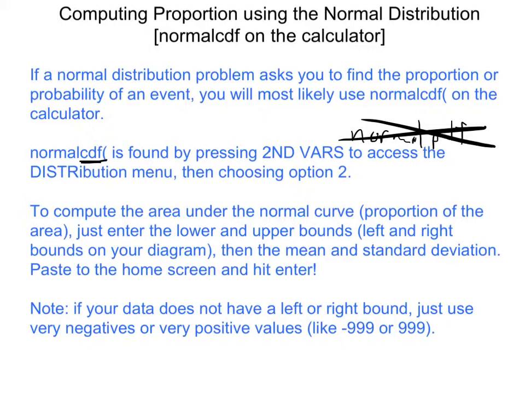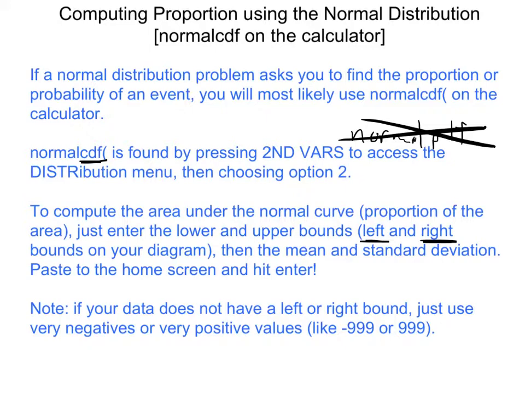To compute the area under the normal curve with normal CDF, you just have to enter the lower and the upper bounds, which basically mean the left and right bounds on the diagram that you've made. Then you put in the mean and the standard deviation, which will generally be given to you in the problem. Then you paste that to the home screen, hit enter, and you win.